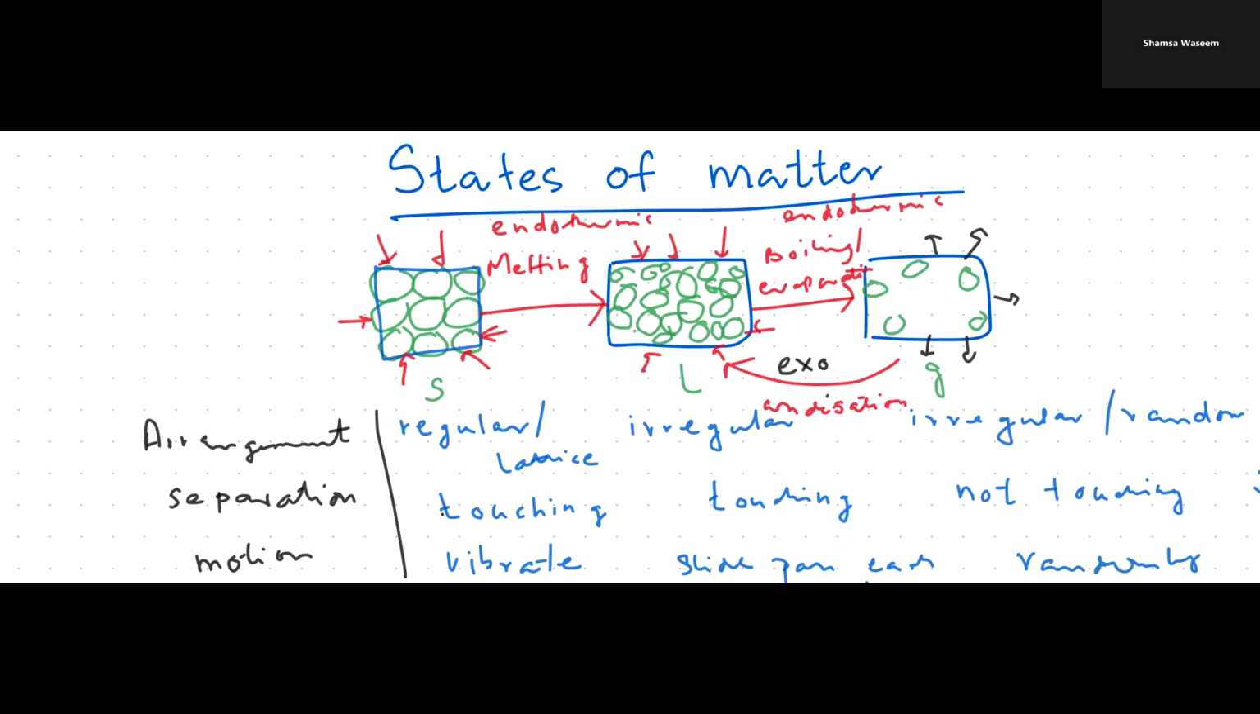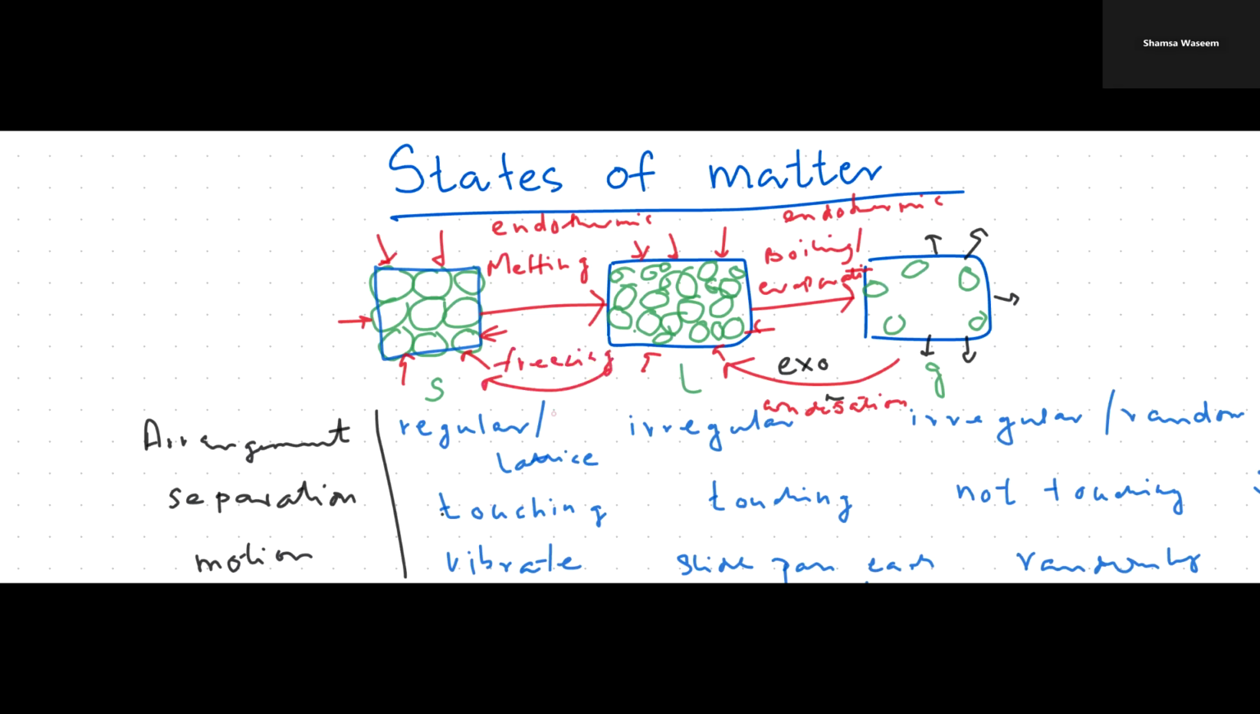I will again revise these changes of state, right? Similarly, can you predict what happens when you turn liquid into solid? The change of state when you turn liquid into solid is known as freezing, like when you convert water into ice. So is freezing an exothermic change or an endothermic change?